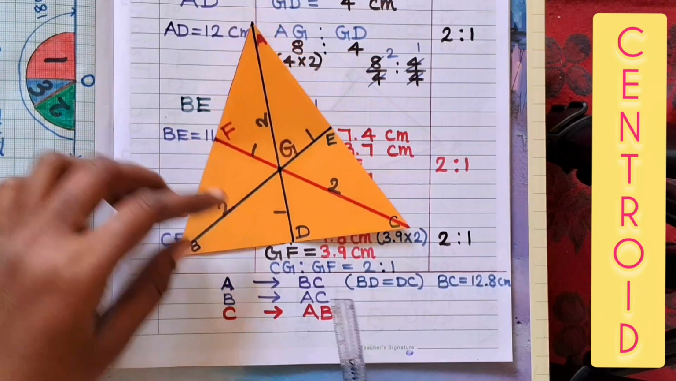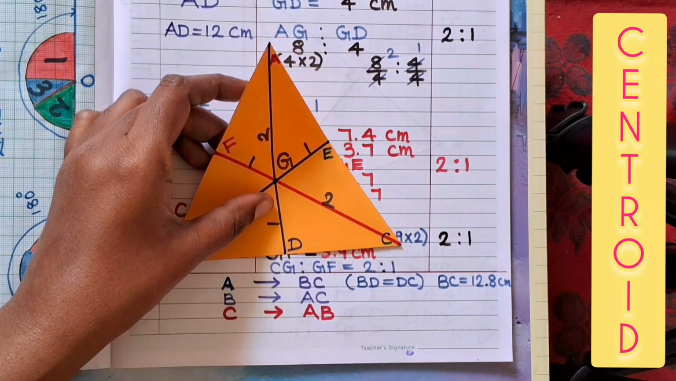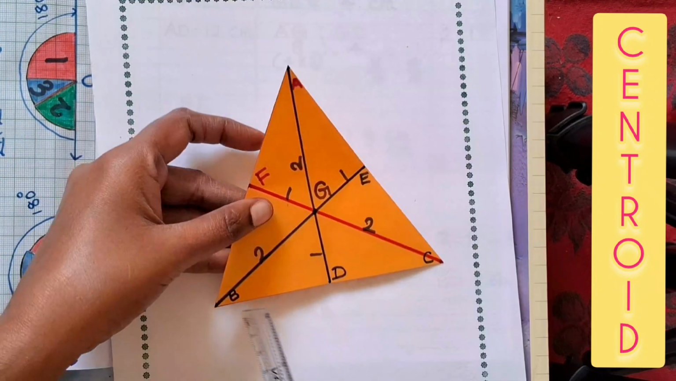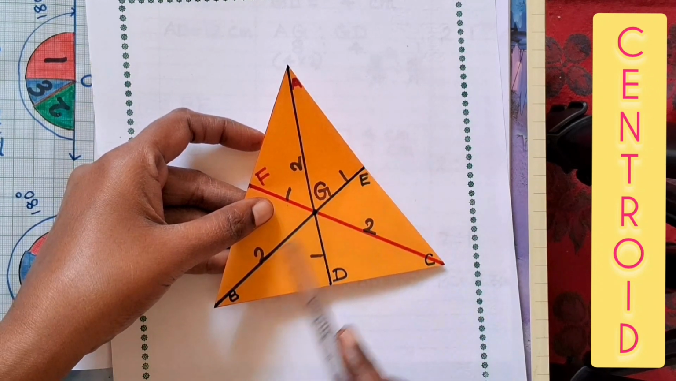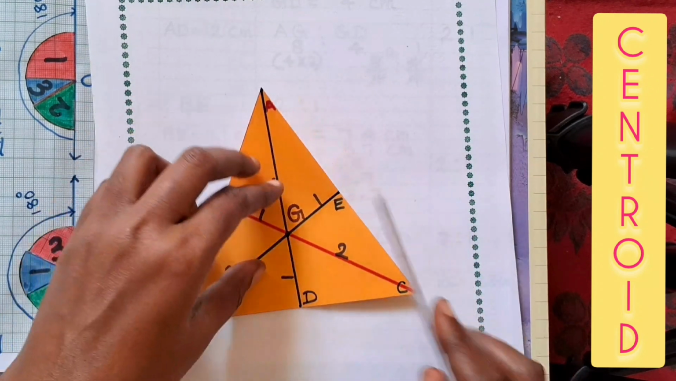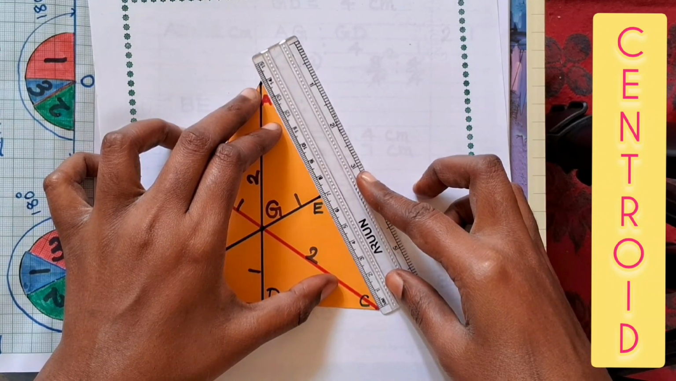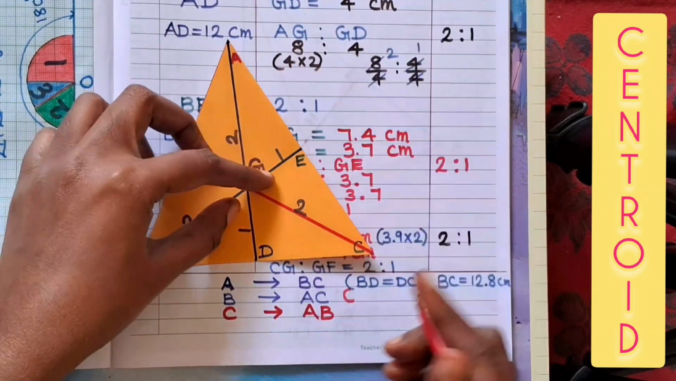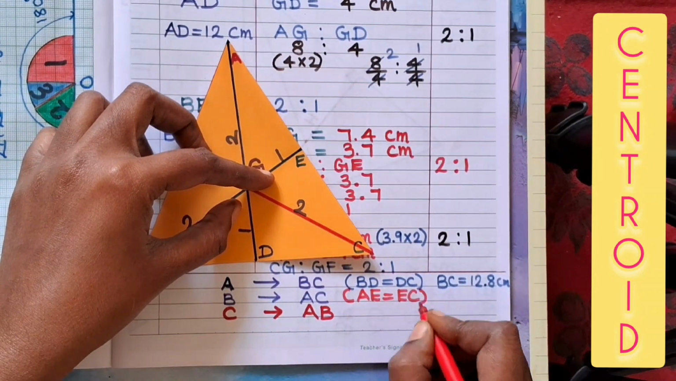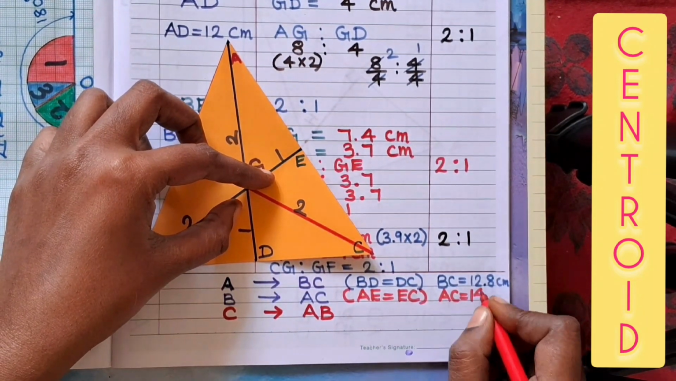When a midpoint E is created on the side AC, the length of AE must be equal to length of EC. So AE equals 7 centimeter, EC equals 7 centimeter, AE plus EC equals AC. So 7 plus 7 equals 14 centimeter.